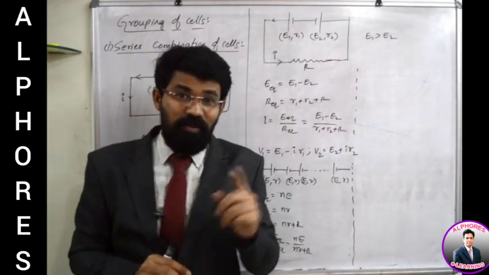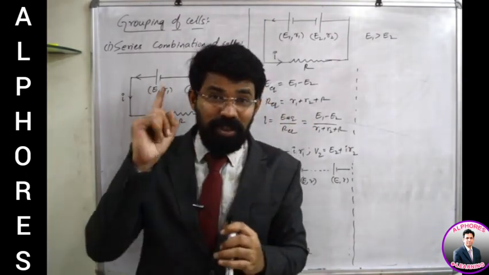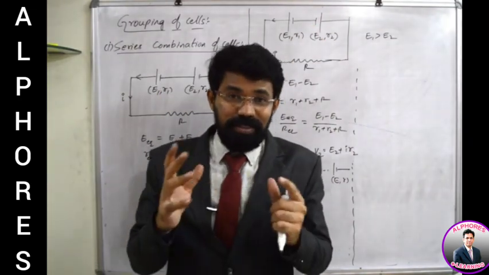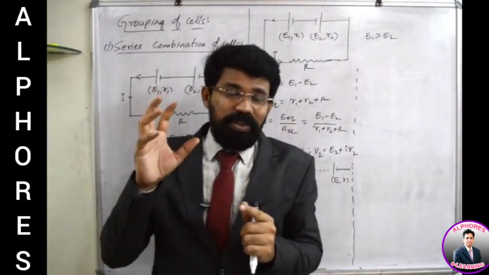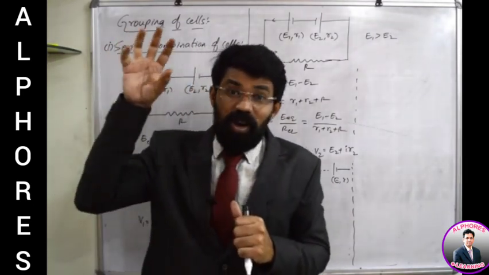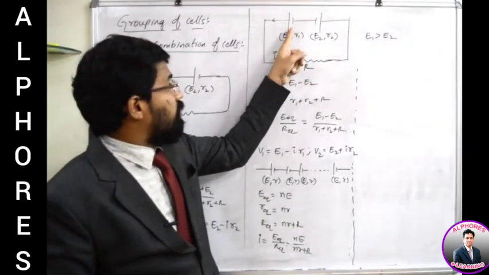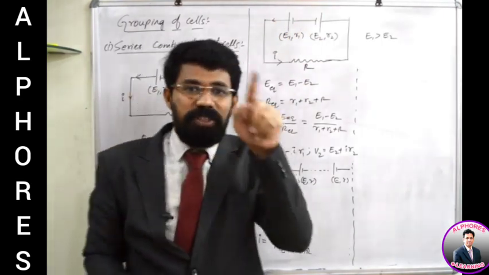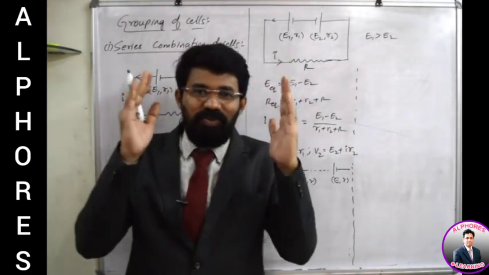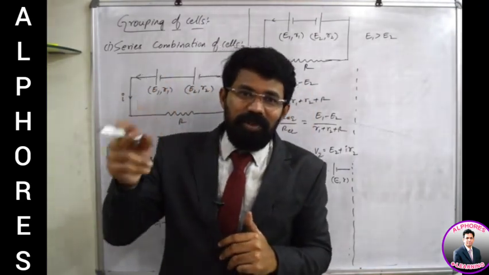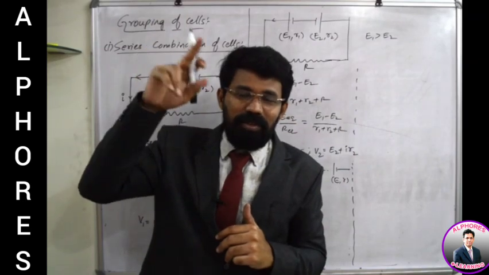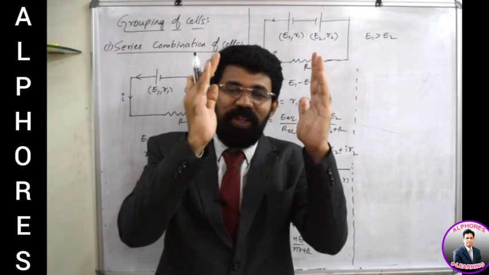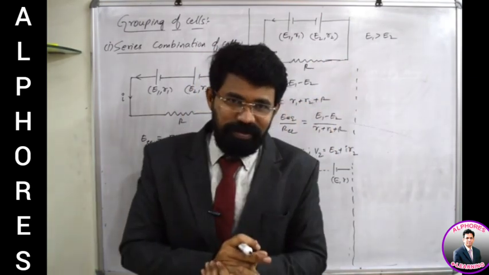I am taking 5 cells in series combination, but one cell is wrongly connected, in the sense that negative terminal is connected to negative terminal. What will be the effective EMF? For each wrongly connected cell, there will be another cell such that the sum of EMFs of those two cells becomes 0. So among these 5 cells, one wrongly connected cell consumes another cell, and the effective EMF will be contributed by the rest of the 3 cells, 3E.